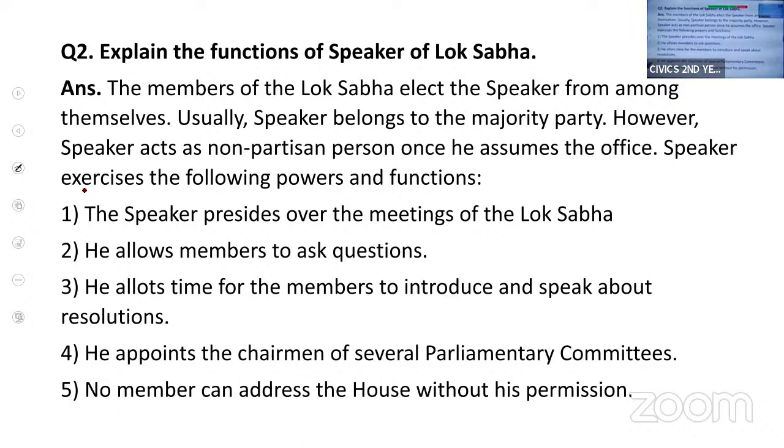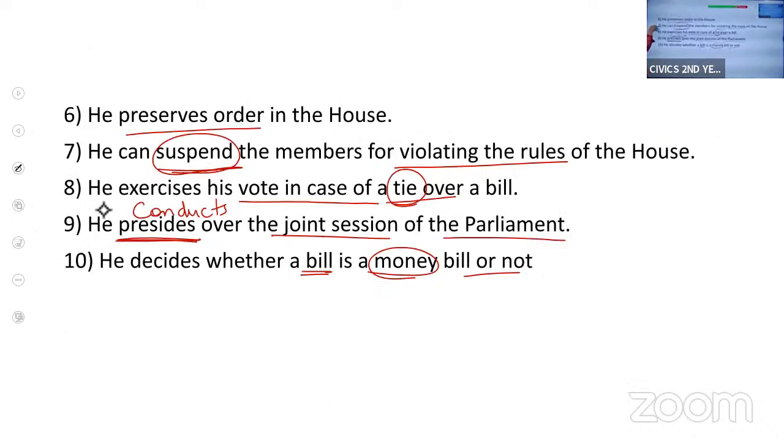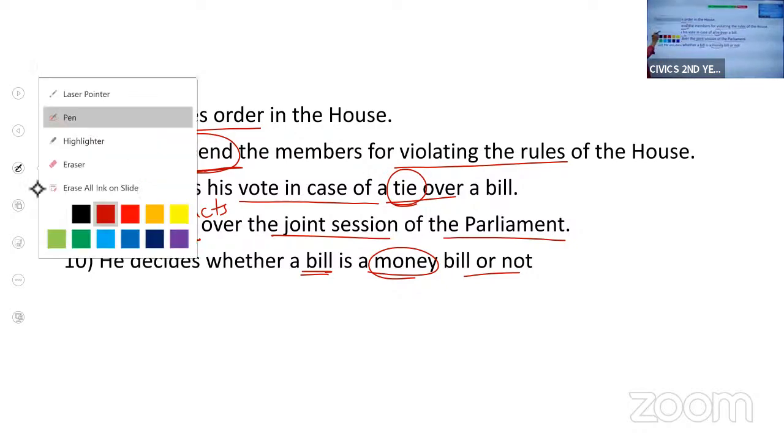Only 10 points, only 5 points. Think like that. Have a positive attitude. Only 10 simple sentences will fetch you 5 marks. They are not very lengthy sentences. Simple sentences will fetch you 5 marks.